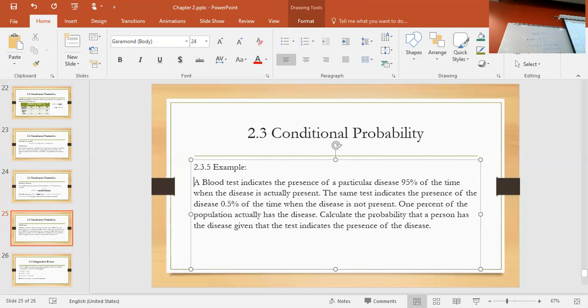The same test indicates the presence of the disease 0.5% of the time when the disease is not present. 1% of the population actually has the disease. Calculate the probability that the person has the disease, given that the test indicates the presence of the disease.